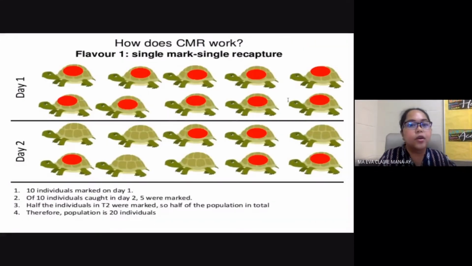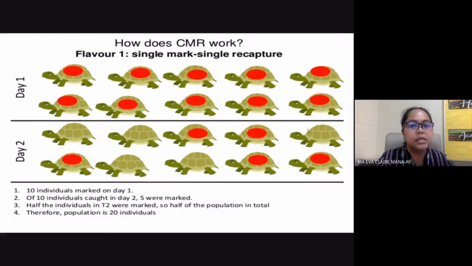Now, the third process is what you call capture, recapture. This is used for those animals that are mobile, those animals that are always moving. An example here is the turtles. Whenever you are doing capture, recapture, sometimes it's called CMR. That means capture, mark, recapture.